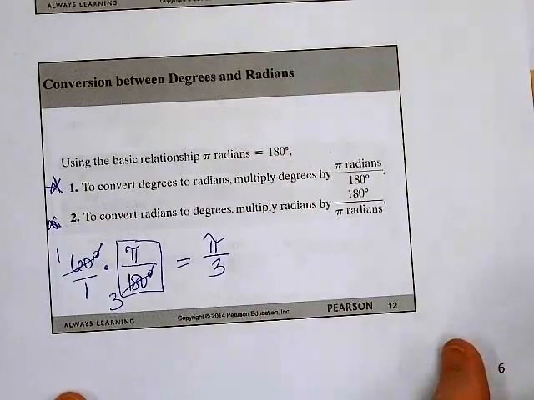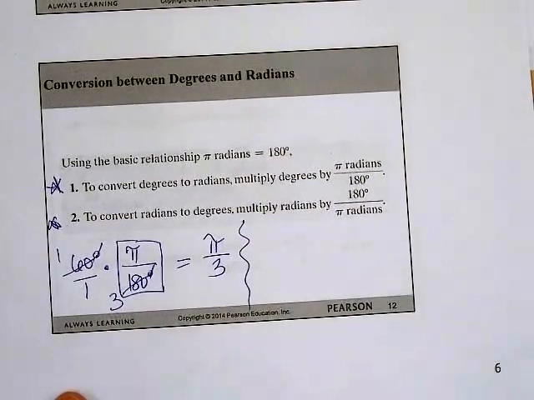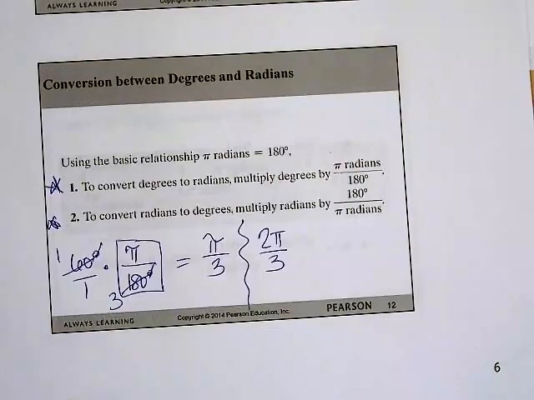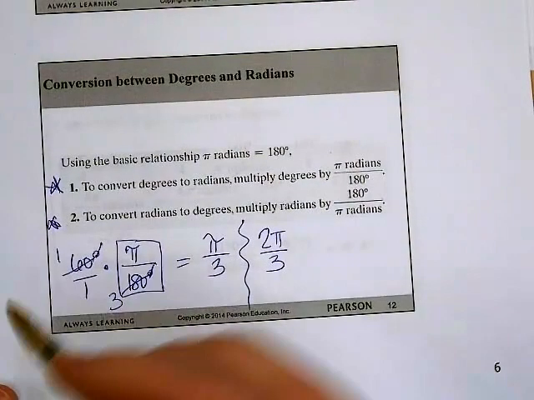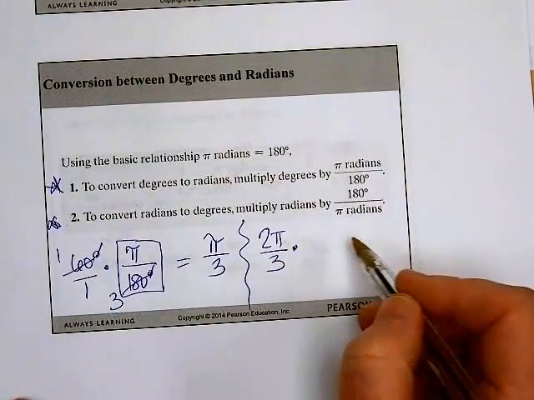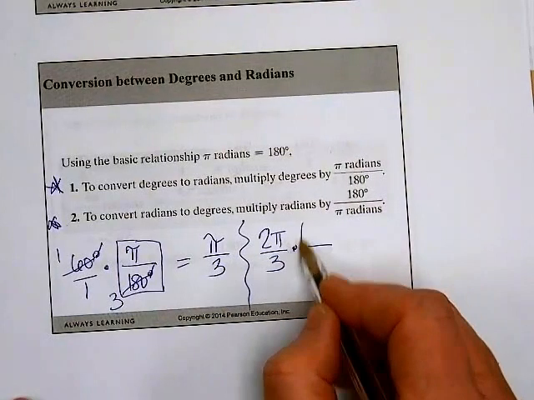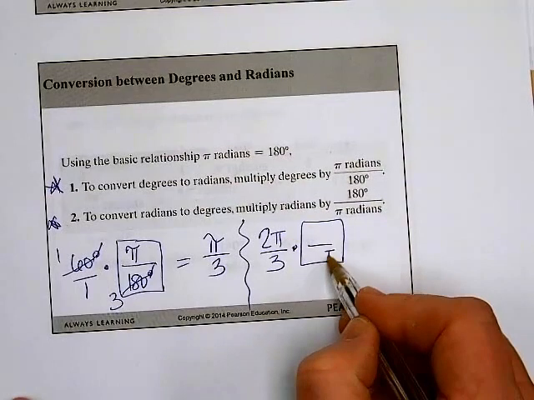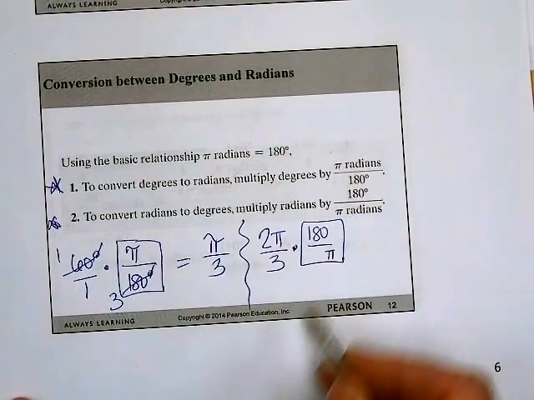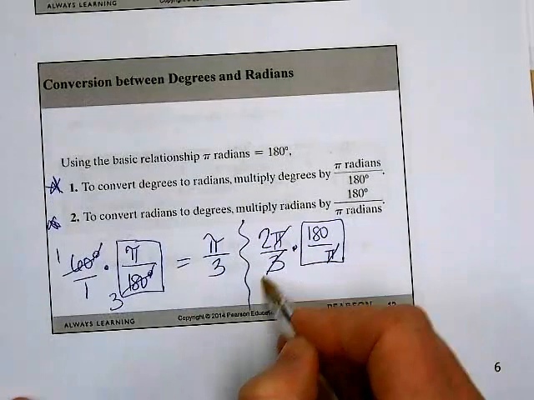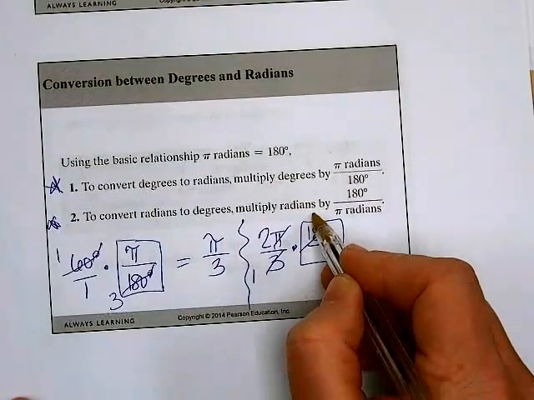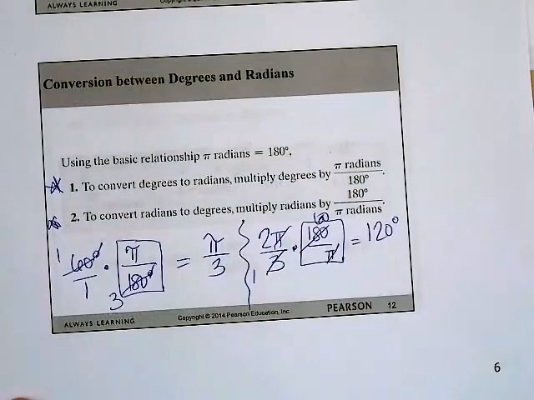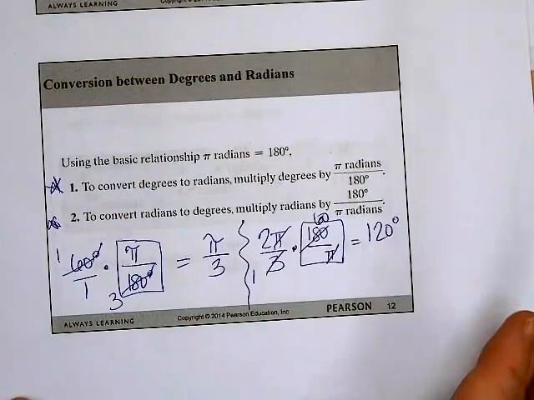That's how many radians it is. Now, by the same token, let's say I have 2 pi over 3 as a measure of an angle, and I want to convert it to degrees. Then I need to multiply by the ratio that's going to eliminate the pi. The pi is in the top, so I better multiply by the one where the pi is in the bottom. They cancel. 3 goes into 3 once, goes into 180 60 times. 2 times 60 is 120, and we're in degrees. So that's how you do your conversions.